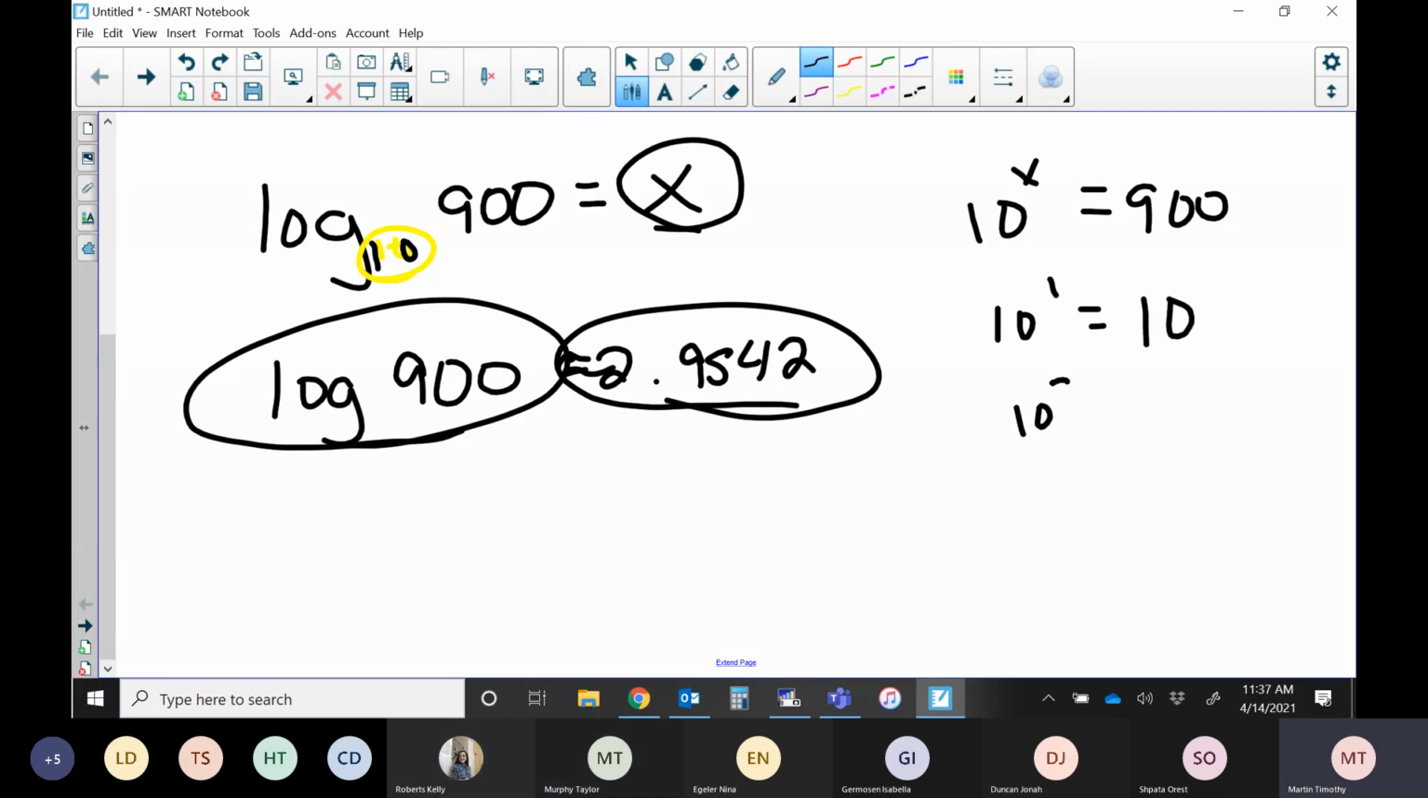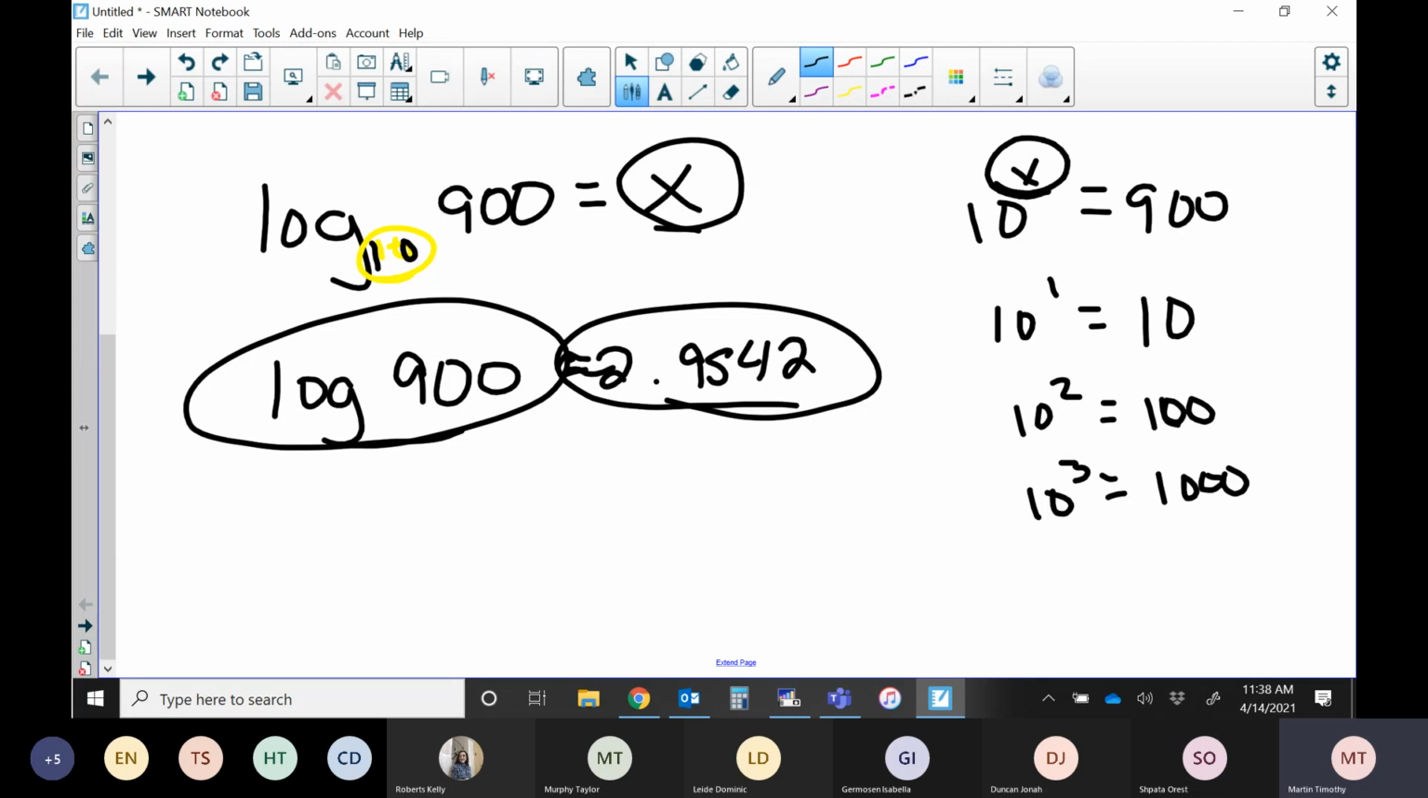What is 10 to the second power, Jonah? Remember, if I call you, you do not answer, you will be good. Thank you. 100. And what is 10 to the third power? Dominic? 1,000.